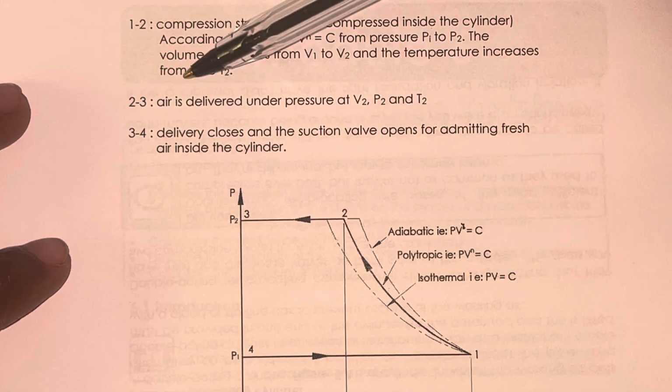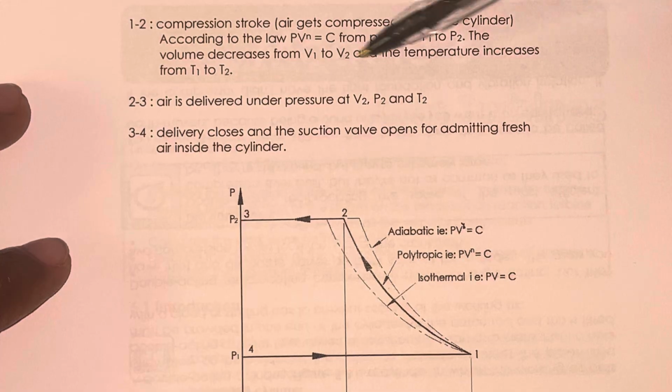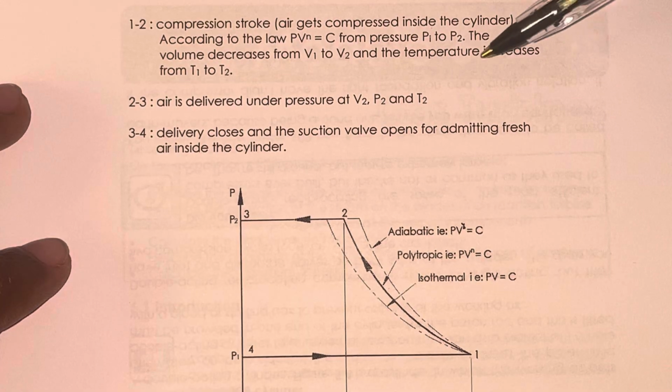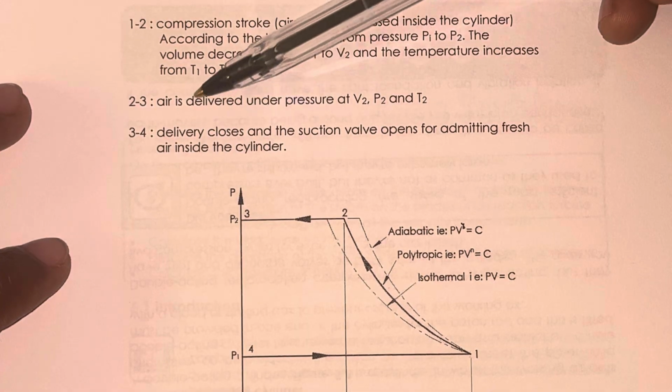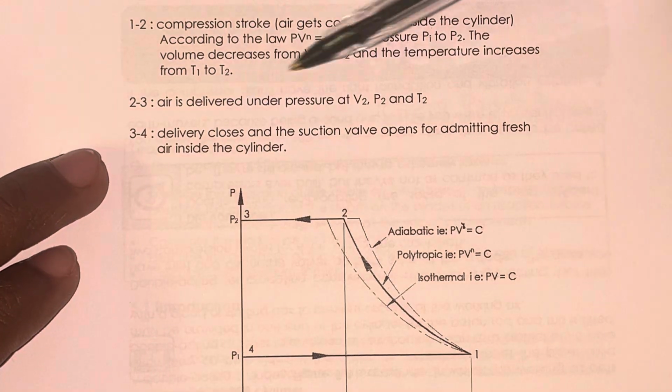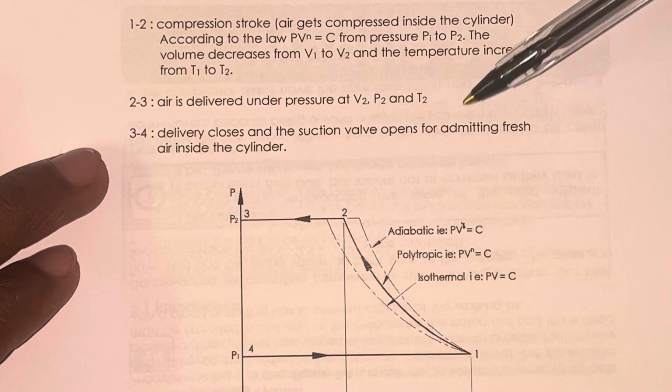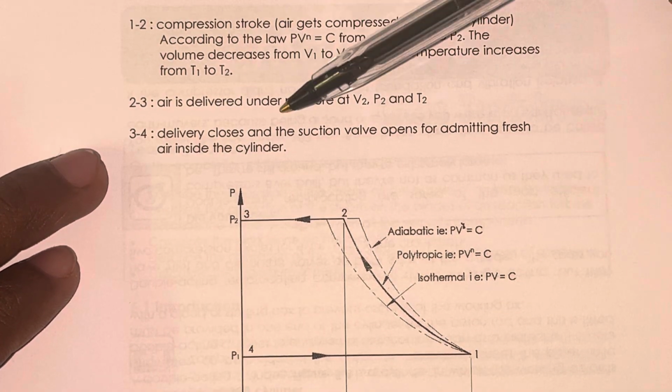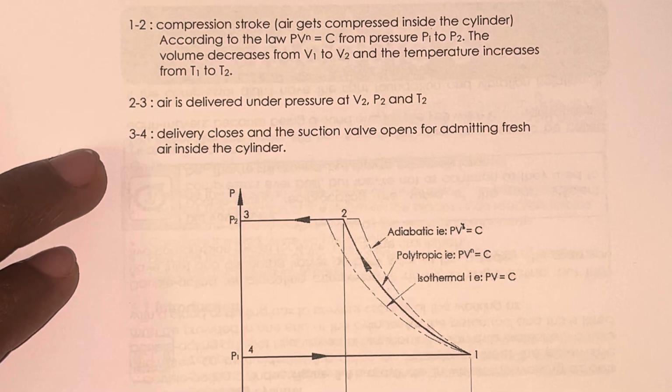and then from 2 to 3, air is delivered under pressure at V2, P2, and T2, and then 3 to 4. What's happening there is that your delivery closes and the suction valves open for admitting fresh air inside the cylinder.